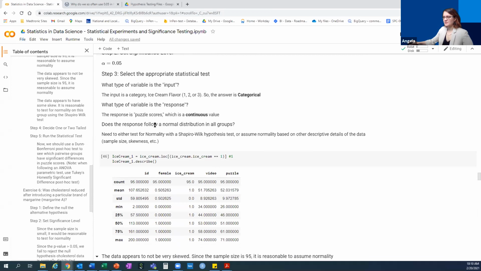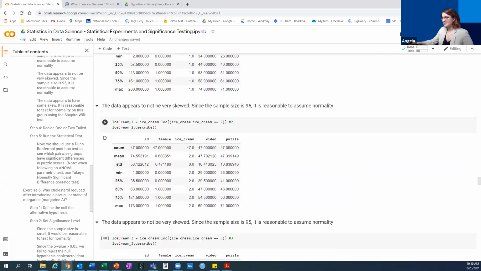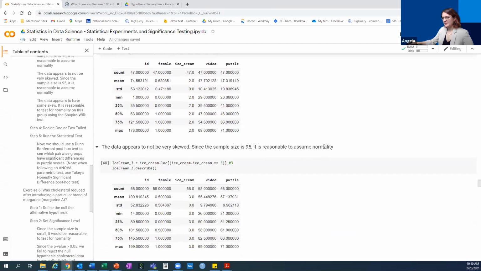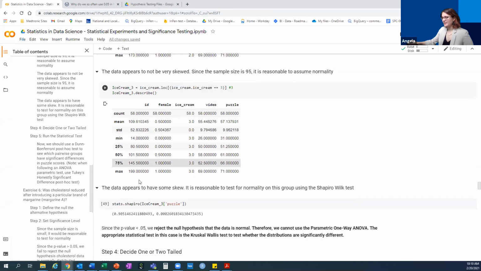Now let's ask, does the response follow a normal distribution amongst all the groups? Same activity here. In looking at this, data is not very skewed. Sample size is 95. It's reasonable to assume normality in this case. Let's look at group 2 of ice cream flavors. Same thing. Group 3. There does seem to be some skew here.